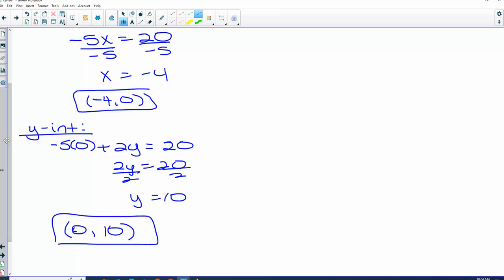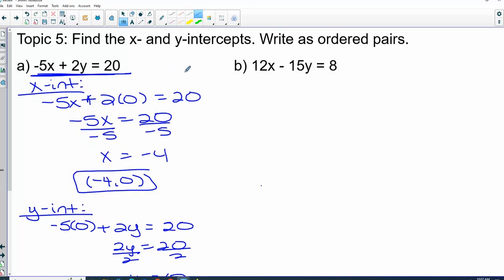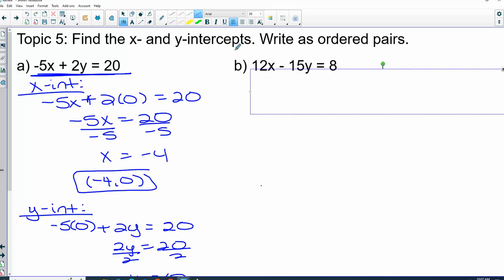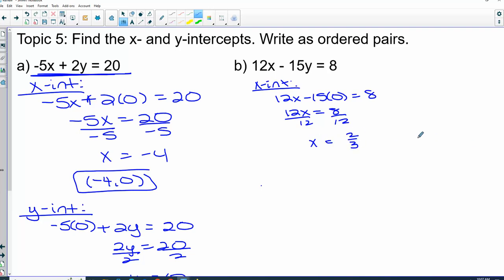Okay, you guys need to do the second one here. Find x and y intercept, write them as ordered pairs. So x-intercept, that means my y is 0. So we get 12x equals 8. When you divide by 12, go ahead and make sure it's in lowest terms, so that reduces to 2/3. So the point would be (2/3, 0). X was 2/3, y was 0.